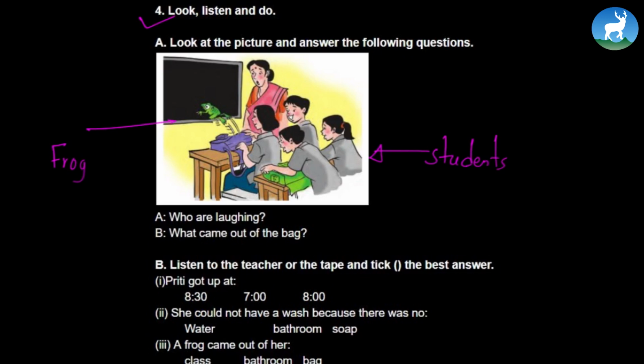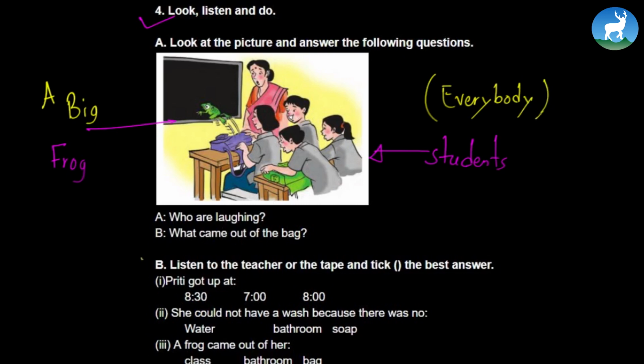So that is the story in here. A frog came out of the bag and everybody started laughing. And this woman seems like Mr. Gurung. I don't know why, but that's what it is given in the text. So it is in fact a big frog. And everybody started laughing. So everybody is the answer, or more like all the students started laughing. That can also be the correct answer.